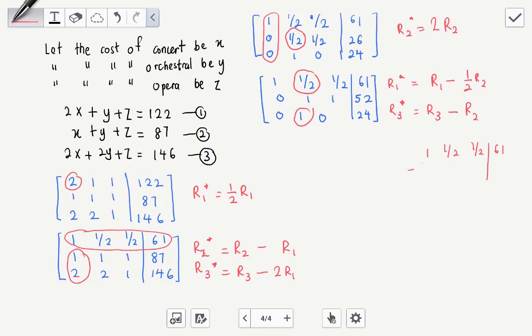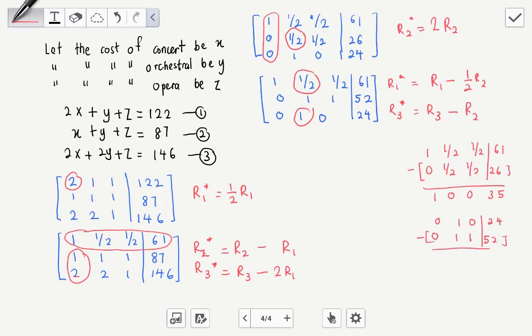Row 1 is 1, 1 over 2, 1 over 2, 61. We're going to minus with 1 over 2 of row 2. So 1 over 2 multiplied by row 2, we will be getting 0, 1 over 2, 1 over 2, 26. When we minus, we will be getting 1, 0, 0. 61 minus 26, we will be getting 35. Next, we're going to take row 3, 0, 1, 0, 24. We're going to minus with row 2, 0, 1, 1 and 52. So we're going to minus this.